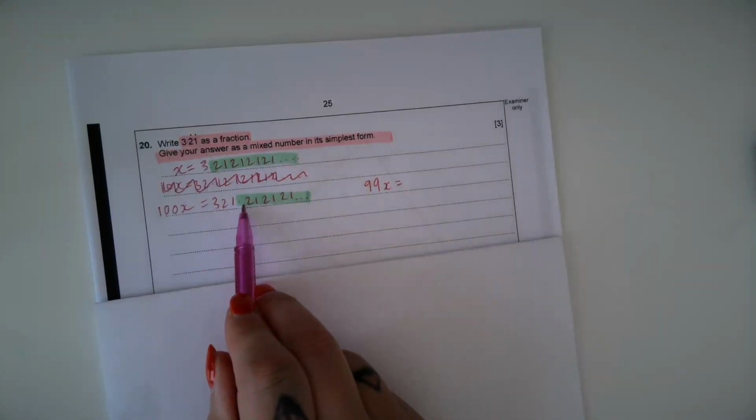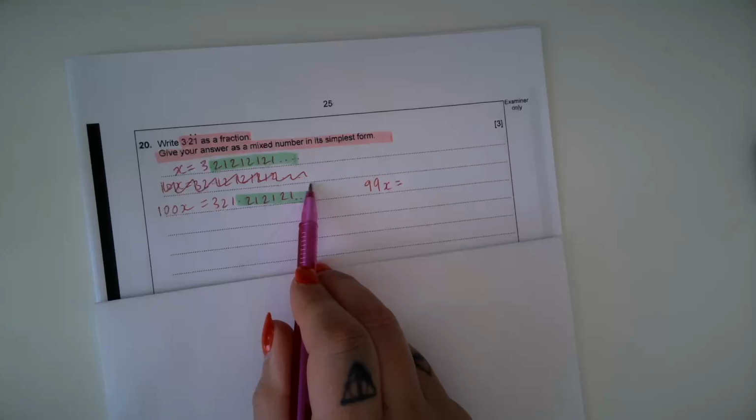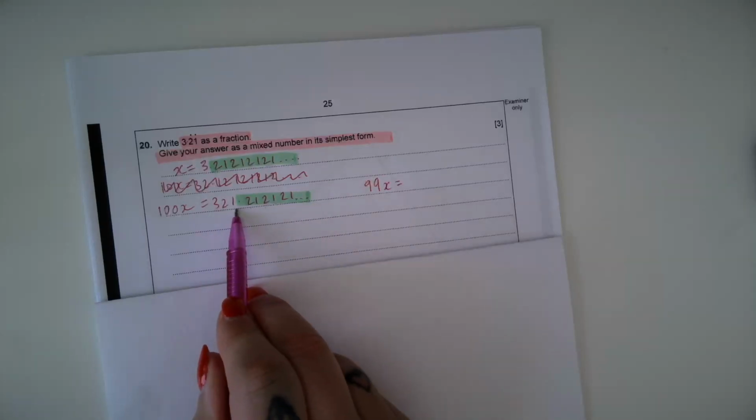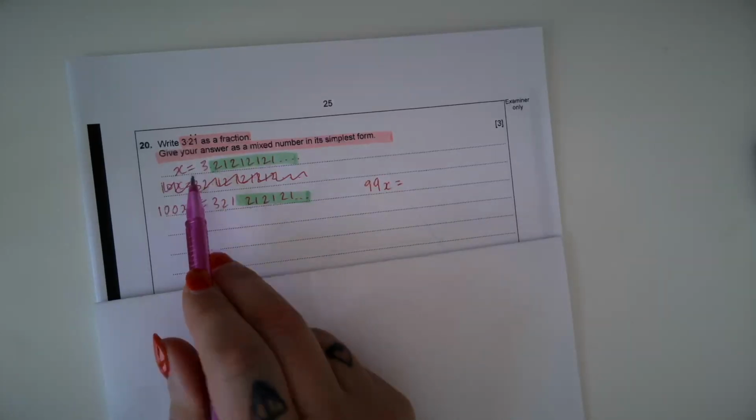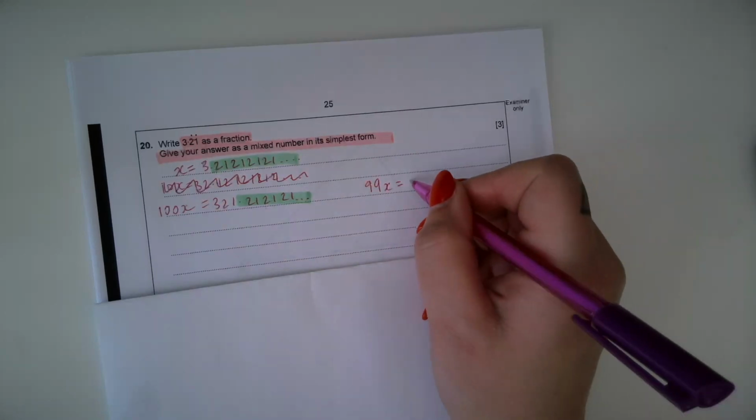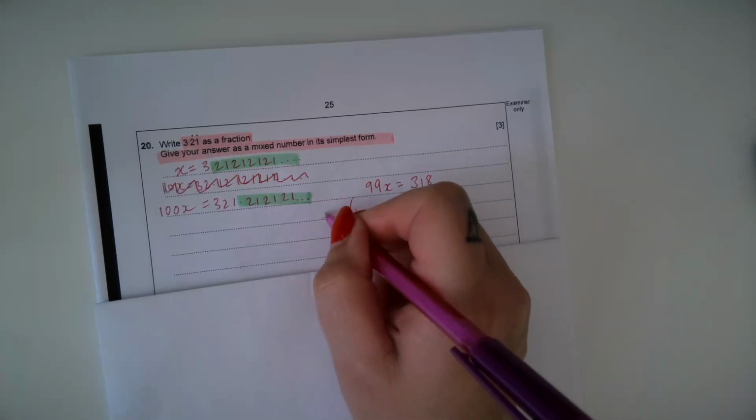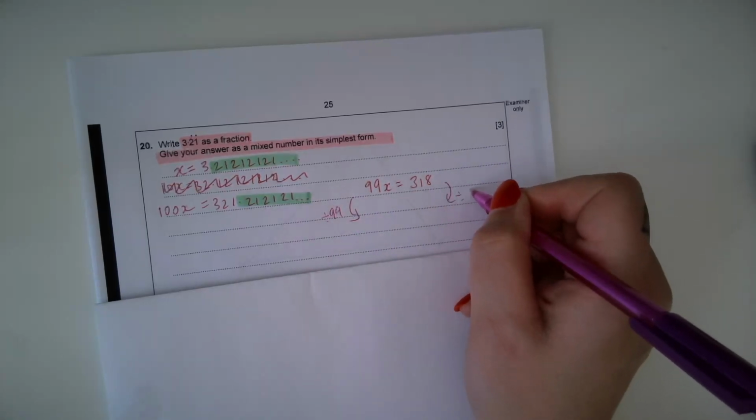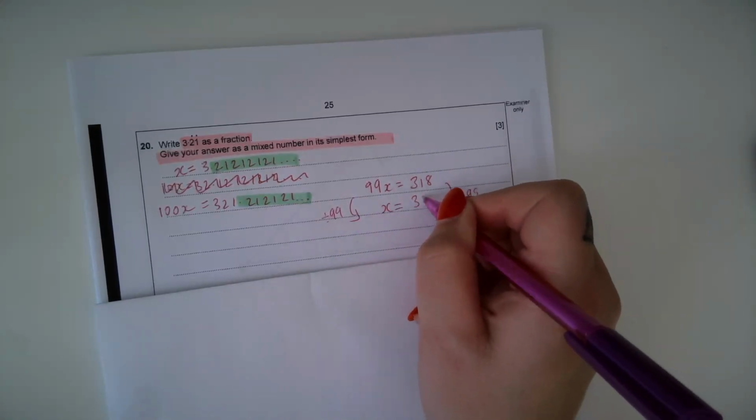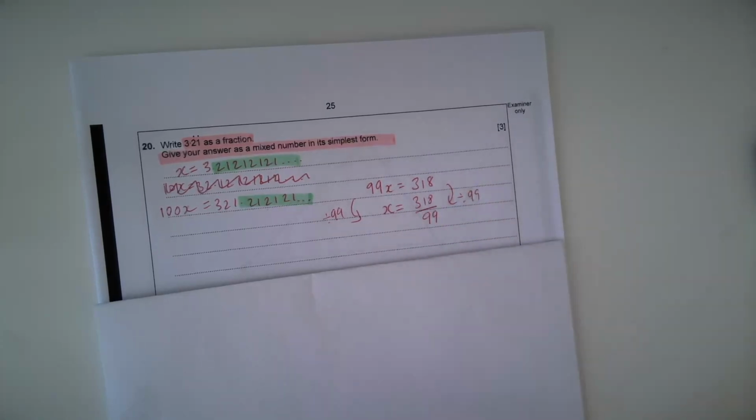Well, the 0.21 recurrings are going to cancel out. And then I'm doing 321 take away 3. Well, 321 take away 3 is 318. Now I'm going to divide by 99. So x equals 318 over 99.